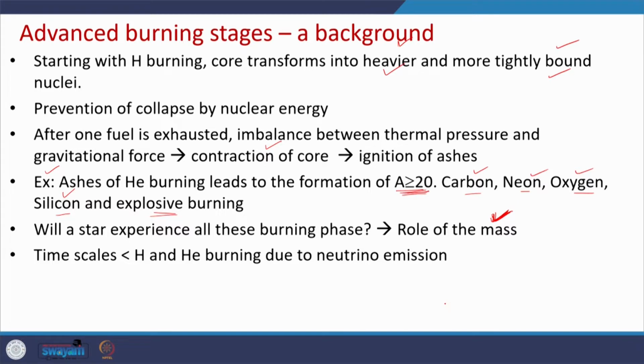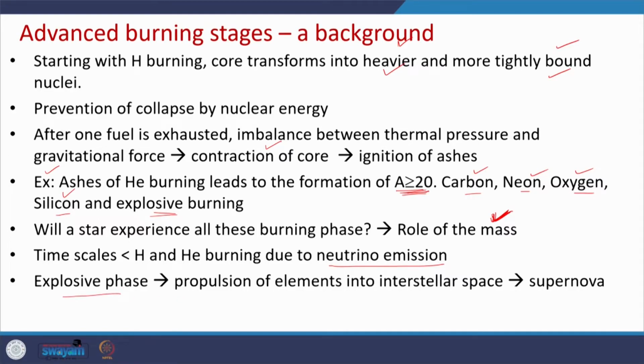Now, all these burning stages, in what time scale are they happening? Whether their time scales are shorter or longer than hydrogen and helium burning. Of course, we can easily expect they are shorter than the hydrogen and helium burning, right, because of larger loss due to the neutrino emission. As you go towards carbon, neon, oxygen, silicon, the number of neutrinos emitted is very high. Because of that, the time scales of these burning stages are shorter than the previous stages.